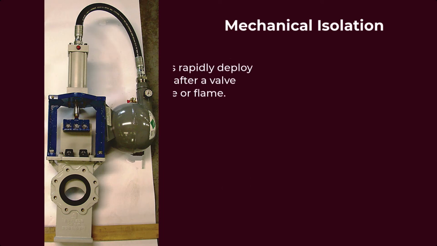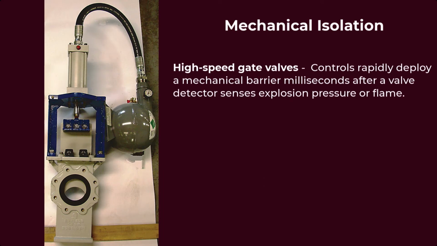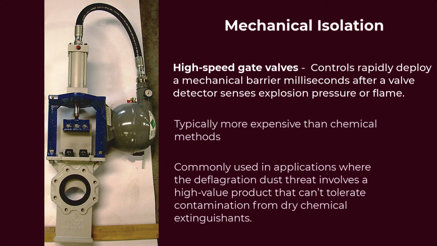Mechanical isolation. Options include a high-speed gate valve. Milliseconds after the valve's detectors sense explosion pressure or flame, the controls rapidly deploy a mechanical barrier, closing the valve's gate across the connecting ductwork. Due to their cost, high-speed isolation gate valves most commonly are used in applications where the deflagration dust threat involves a high-value product, such as a pharmaceutical dust that can't tolerate contamination from dry chemical extinguishers.